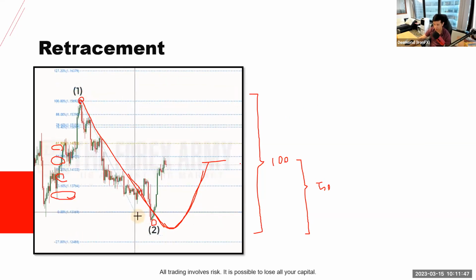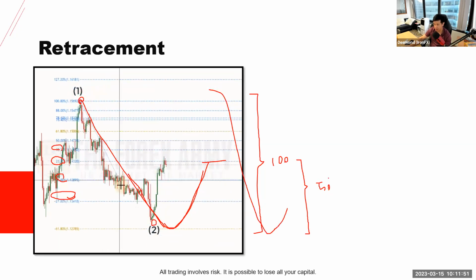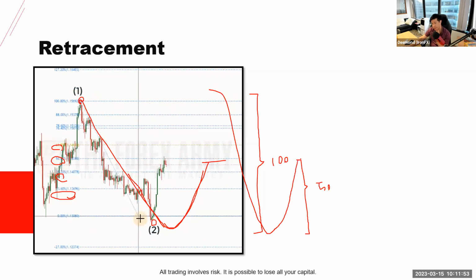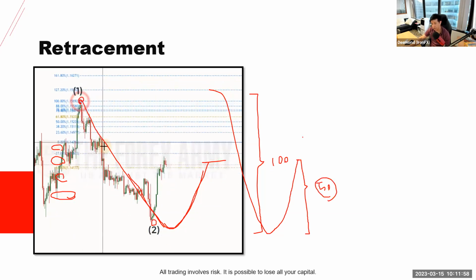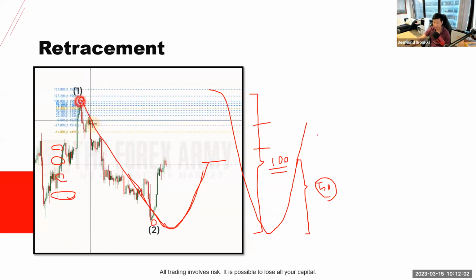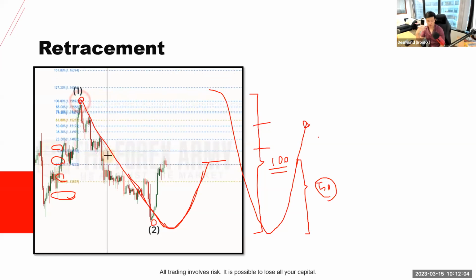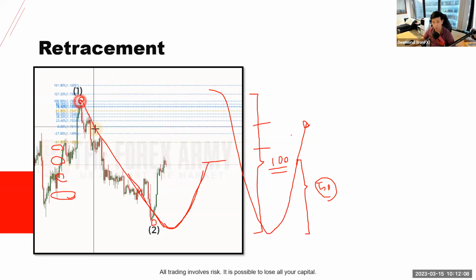So if price comes down and drops all the way here, if it bounces up by 50%, it basically means that it has retraced 50 pips, assuming the drop is 100 pips. And if it retraces more than that, this is the 61, this is the 78. It basically means how much of the original movement it is recovering, okay?